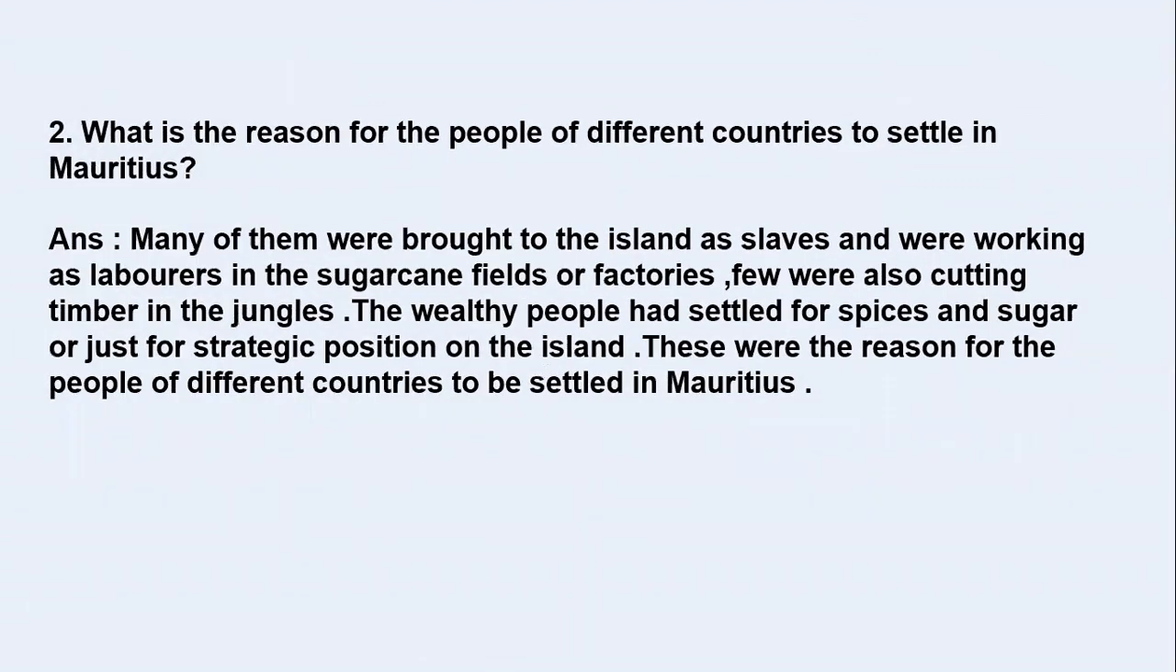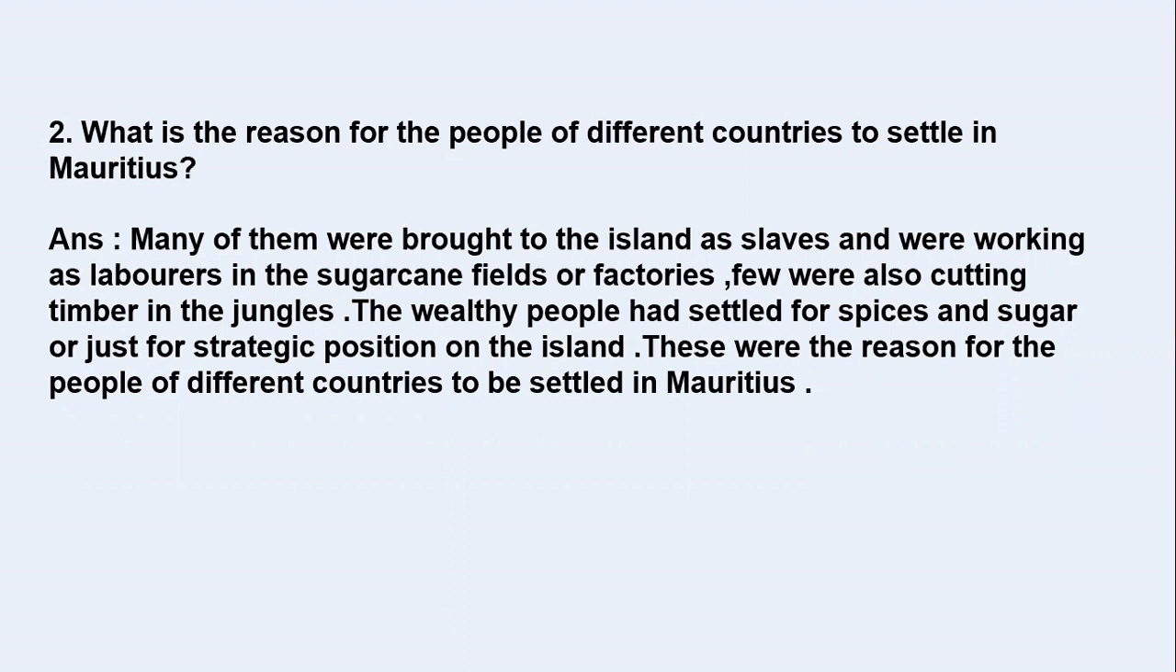What is the reason for the people of different countries to settle in Mauritius? When we go to the chapter, students, we come to know that the author was telling us how the people from different origins, from different countries, had settled in Mauritius. So what was the reason? How did they come and settle there? So yes, we'll write the answer.